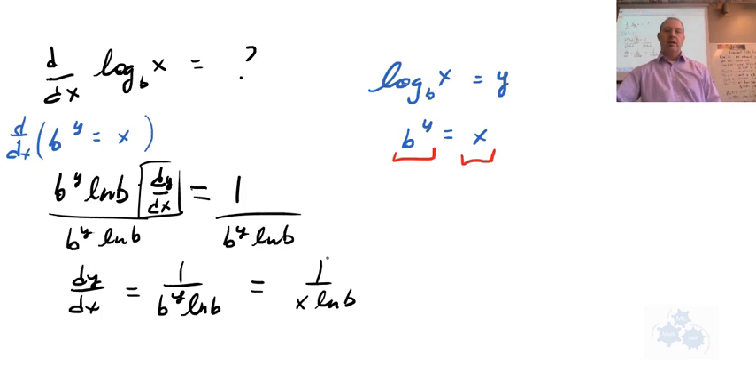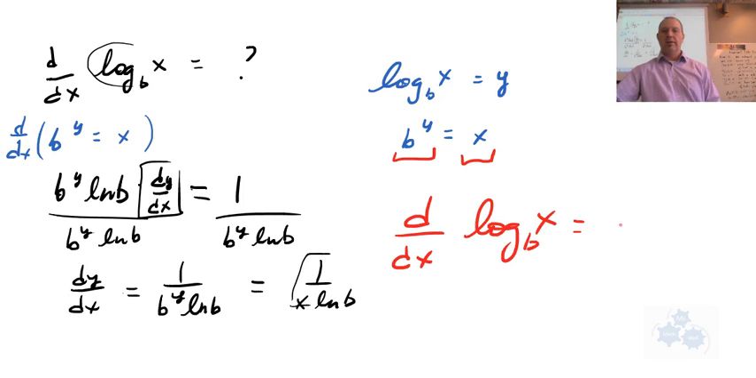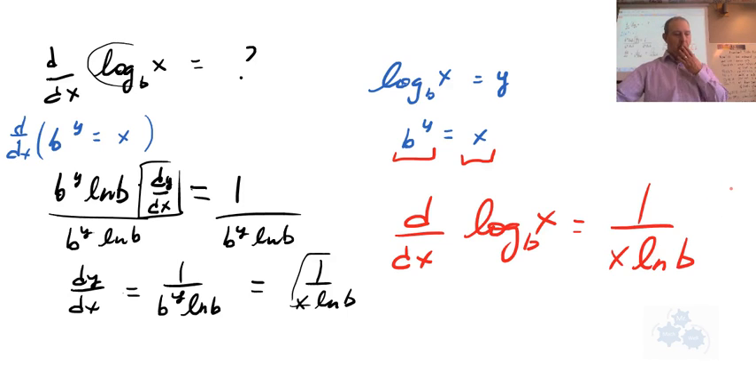Which kind of makes sense, right? Look at this, 1 over x, that's the natural logarithm, that was e, so we're close. This is important, here it is, in red. D over dx of log of x base b is 1 over x ln b.